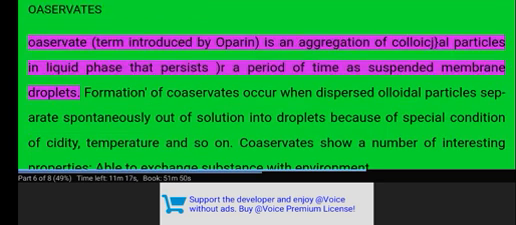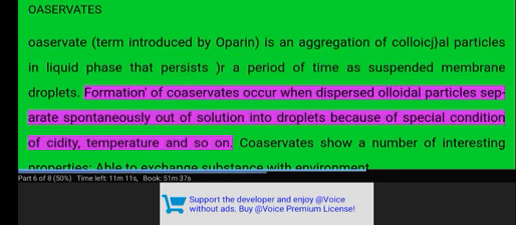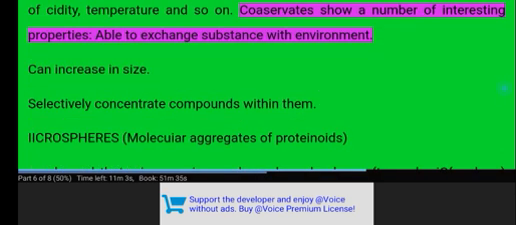Coacervates. Coacervate, a term introduced by Oparin, is an aggregation of colloidal particles in liquid phase that persists for a period of time as suspended membrane droplets. Formation of coacervates occurs when dispersed colloidal particles separate spontaneously out of solution into droplets because of special conditions of acidity, temperature and so on. Coacervates show a number of interesting properties: they are able to exchange substances with the environment, can increase in size, and selectively concentrate compounds within them.